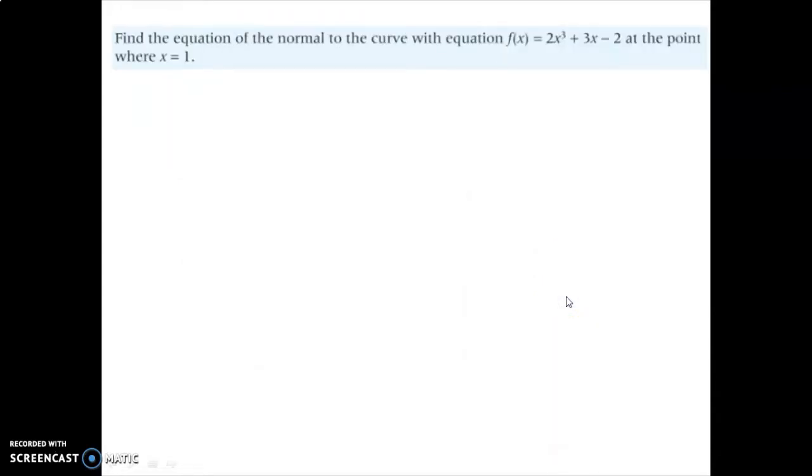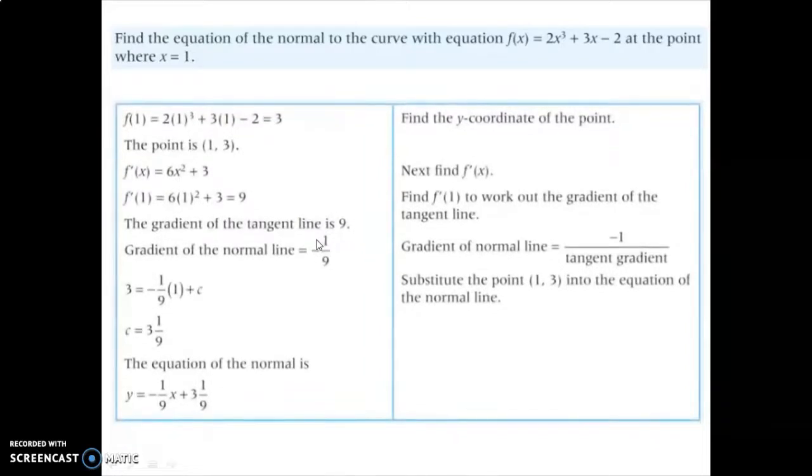Excellent. Try another one. You can do it. Find the equation of the normal of this function at x equals 1. Nice. Check your work carefully. Pause if you need to, because I'm going to move quickly. At this point, you should be getting the hang of it.